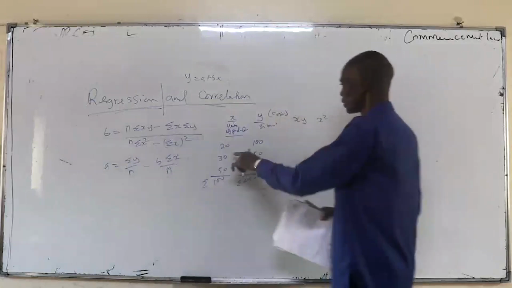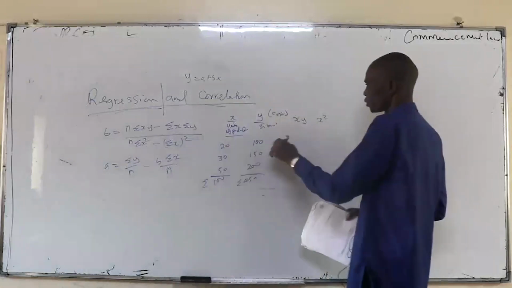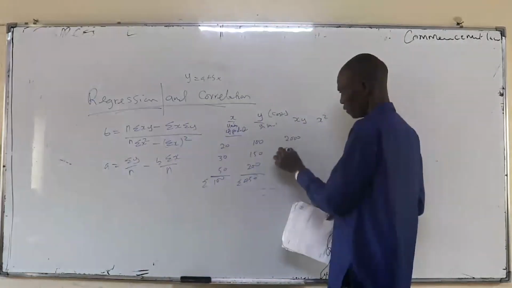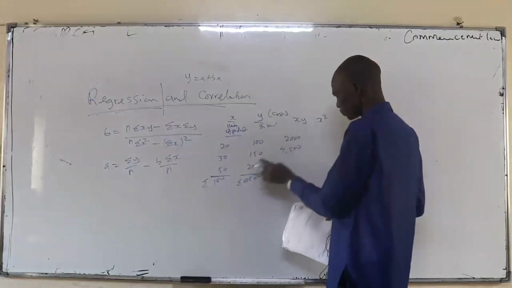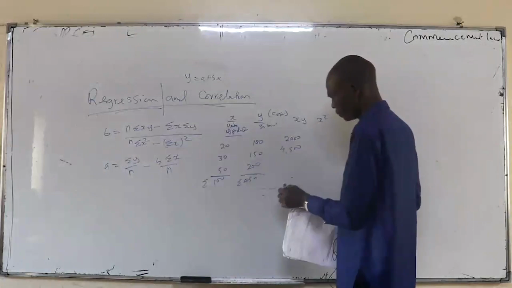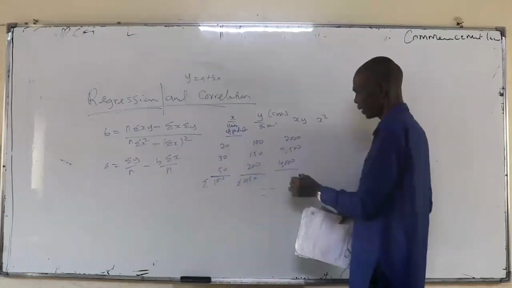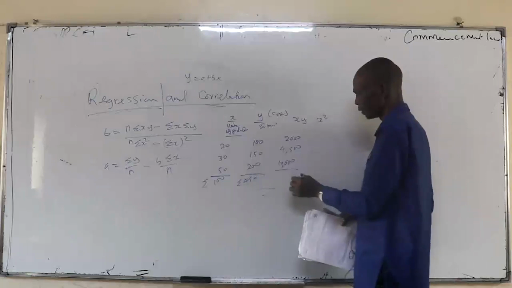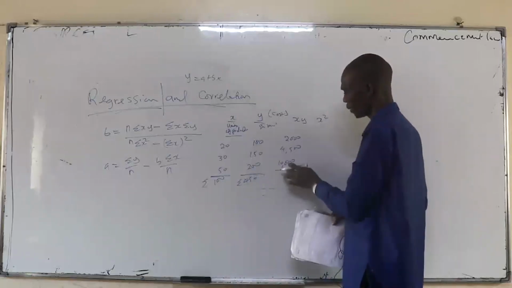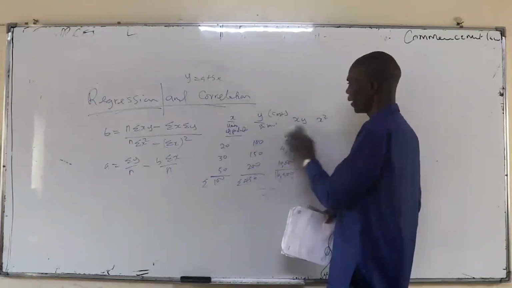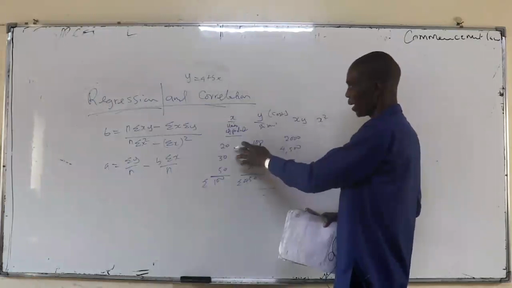In this case, x times y here, it is 2,000. This times that becomes 4,500. This times that becomes 10,000. And then you add again. So 2,000 plus 4,500, 6,500 plus that, 16,500.